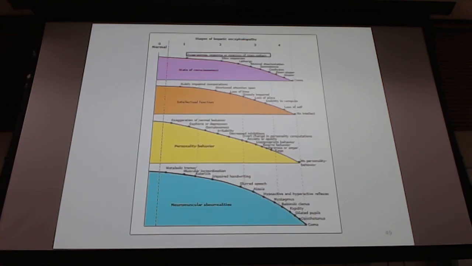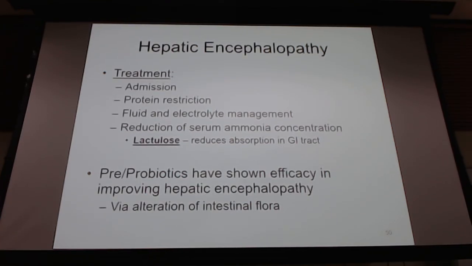I'm not going to grade you on this, I just want you to realize that they look at 4 different main categories. They have to do with personality, the level of consciousness, and as the ammonia level goes up, all these types of things just get dumbed down and get pretty bad. So these people have to be admitted, protein restricted, and put on fluids.